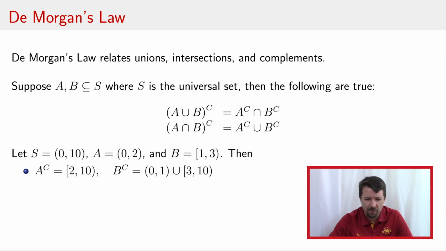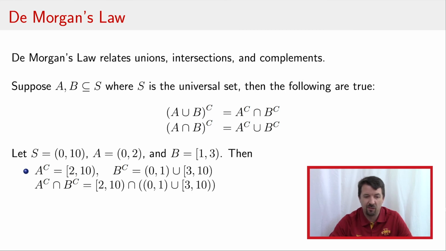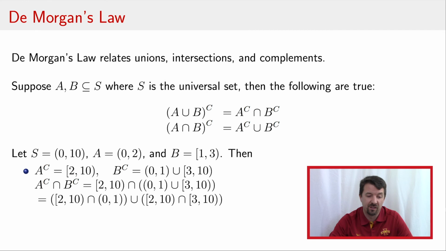Okay, now we have to go to the next step. We now need to take the intersection of these two complements. Okay, so we have A complement intersection B complement. Well, let's just write in what A and B are. All right, there we go. So now we have (2, 10] intersection, parentheses, union of [0, 1) and [3, 10]. But I know the distributive property, right? So I can distribute that (2, 10] intersection through. All right, so let's do that. So here we have (2, 10] intersection [0, 1), and we have (2, 10] intersection [3, 10], and we'll take the union of those two intersections.